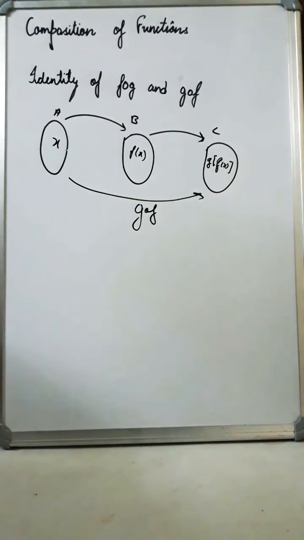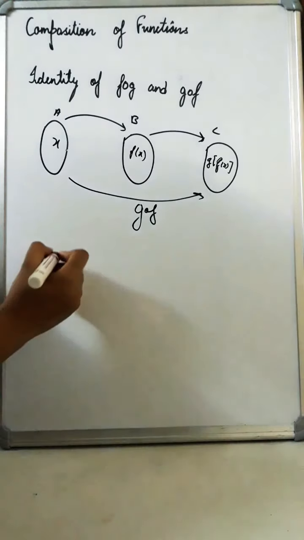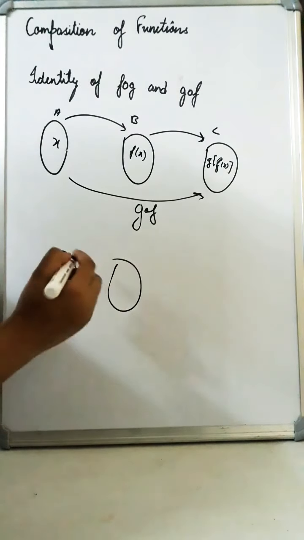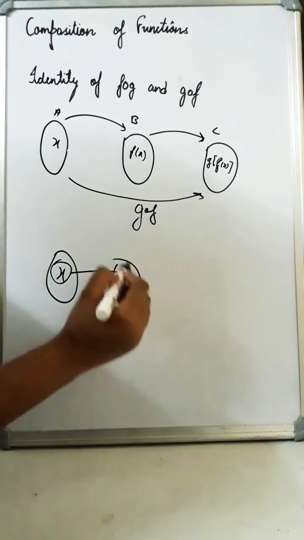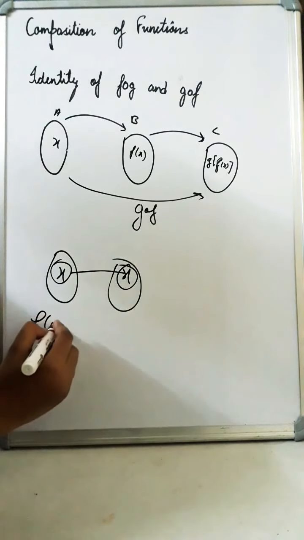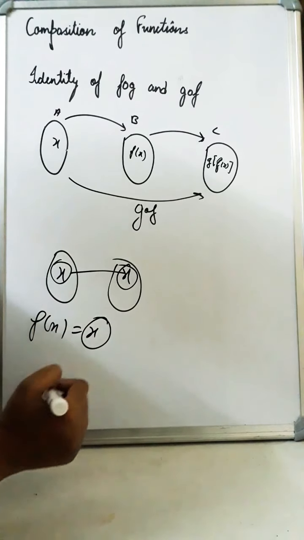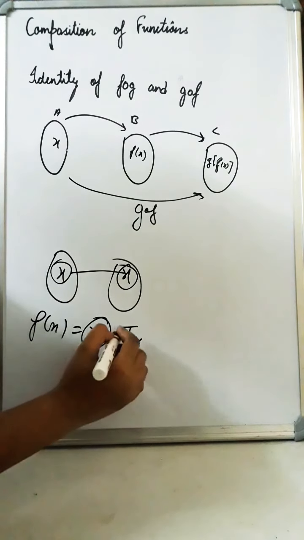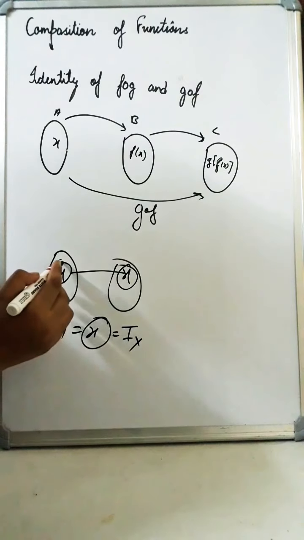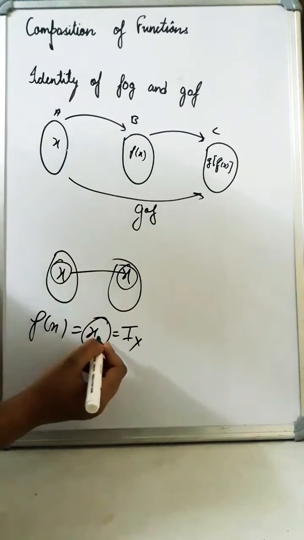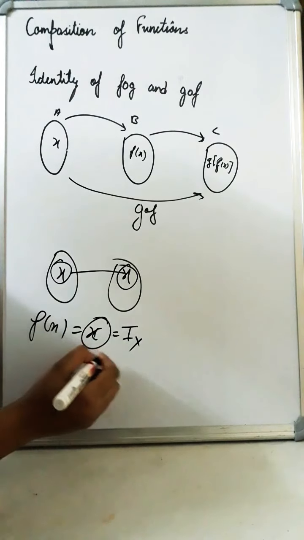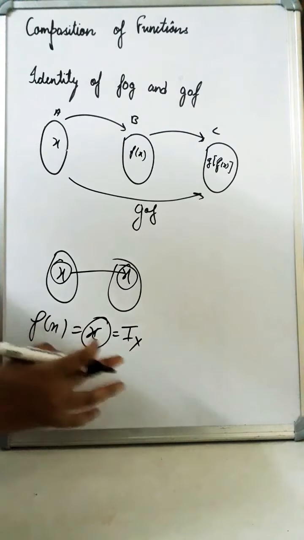Let us once again look at this diagram in order to find the identity of f of g and g of f. See, identity of a function is what? Suppose this is a mapping, right? And if you start from x and reach x only, meaning f of x is x, then x is the identity, right? x is the identity of this function, because you started from x, you applied the function on this element, and again you got x only.